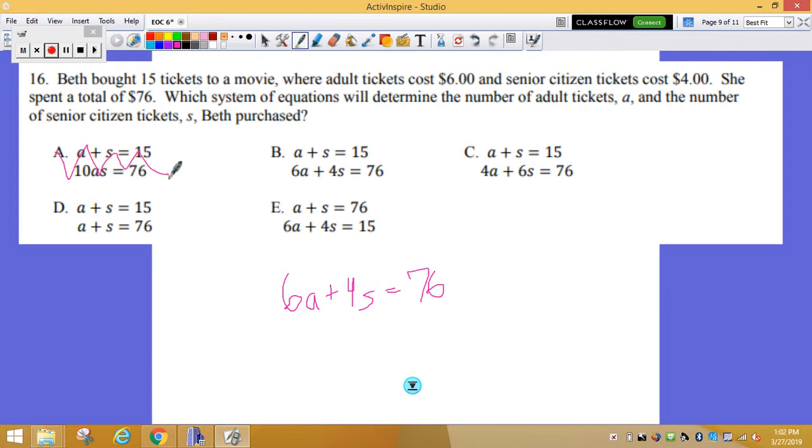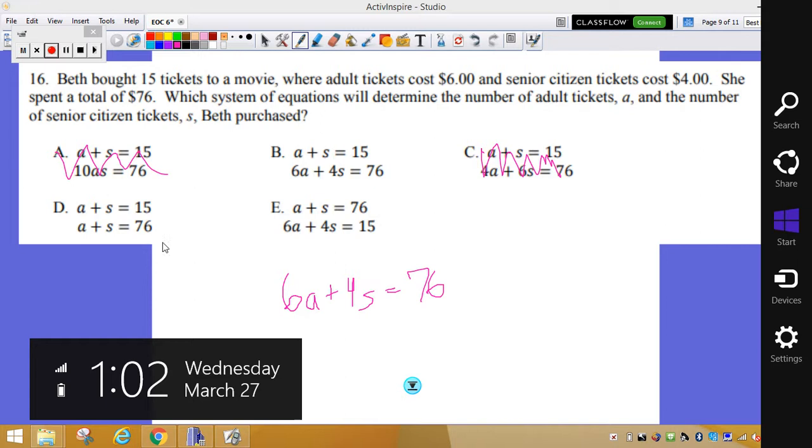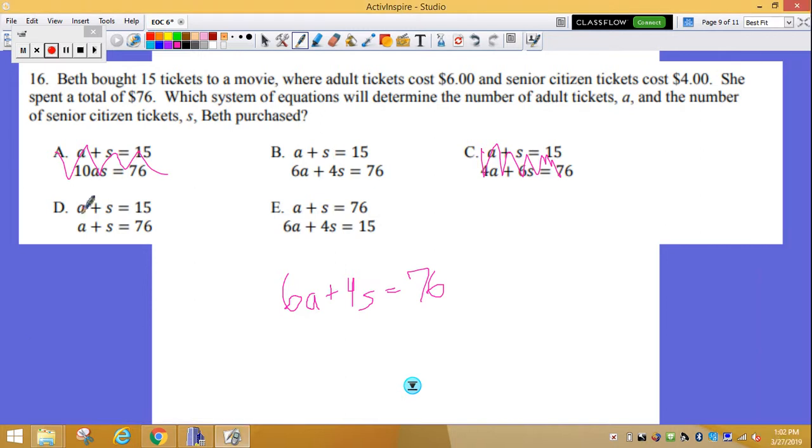So it's not A. Could be B. It's not going to be C. They got the A and the S backwards. It's not going to be D. And it's not going to be E because it says equals 15. So B is my answer.